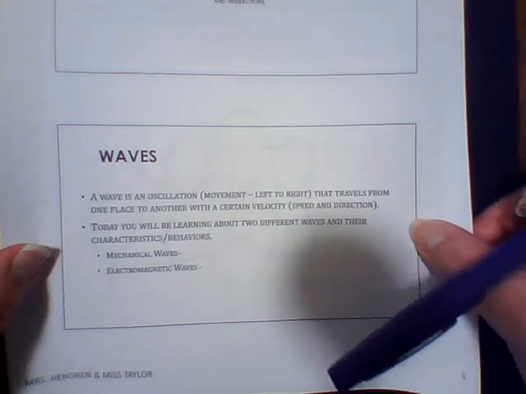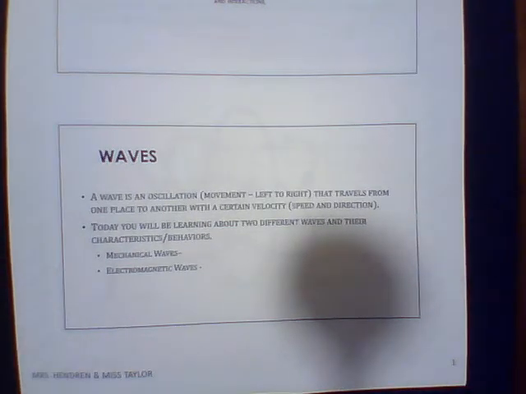So we're going to be talking about waves. Before we begin, let's go ahead and define what waves are. Waves are actually an oscillation, which is basically a movement that is either from left to right or up and down, and they usually travel from one place to another with a certain velocity. Velocity is usually distance over time. Today you will be learning about two different types of waves, their characteristics and behavior. The first type is called mechanical, the second type is called electromagnetic wave.